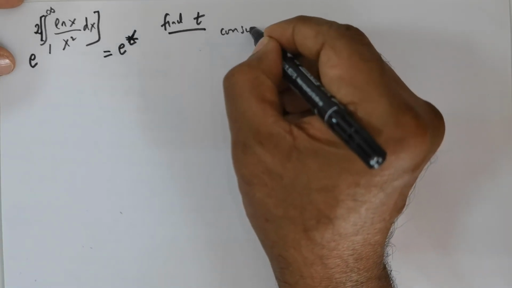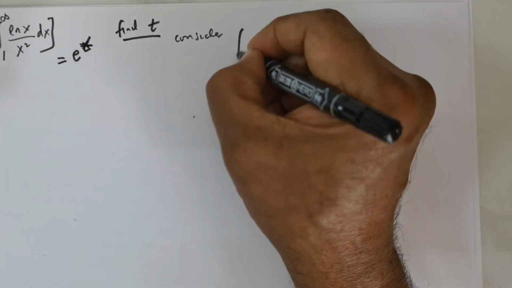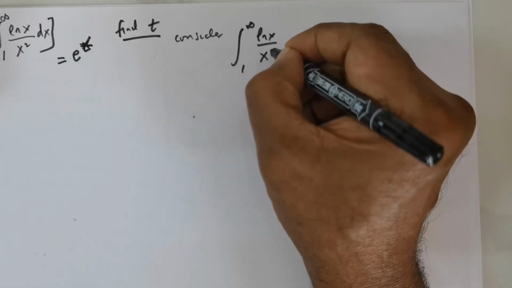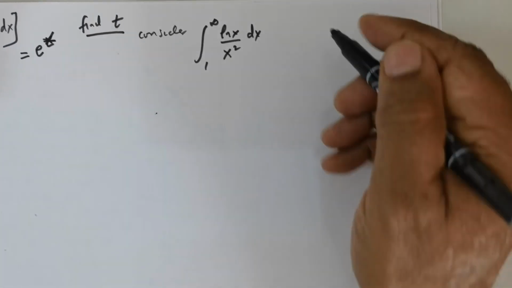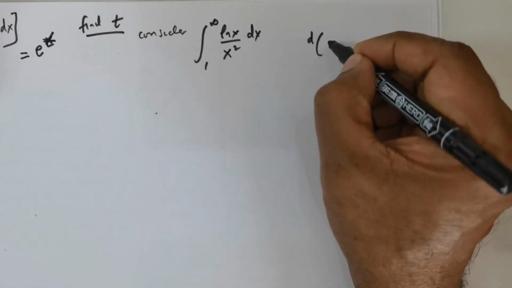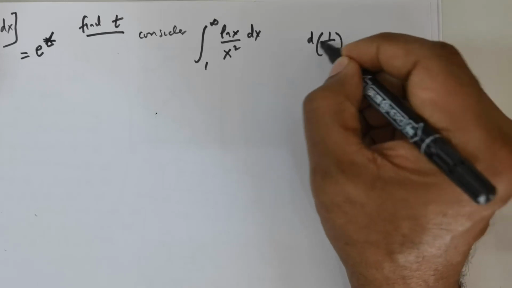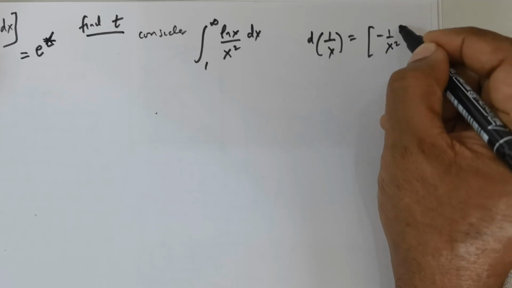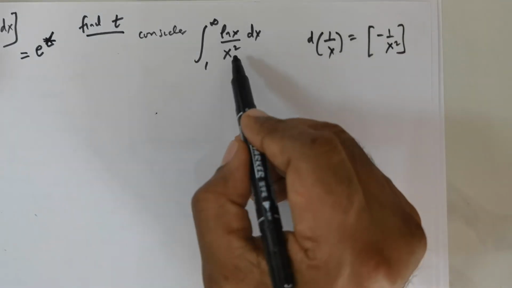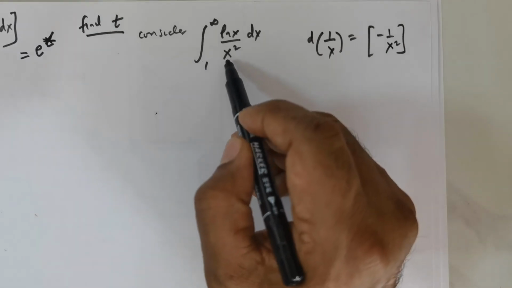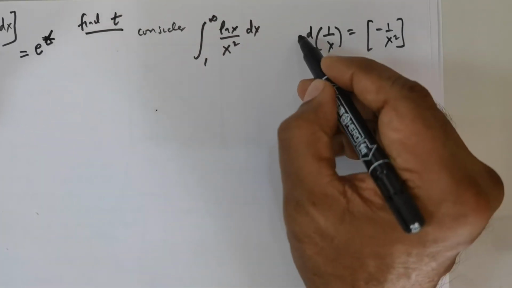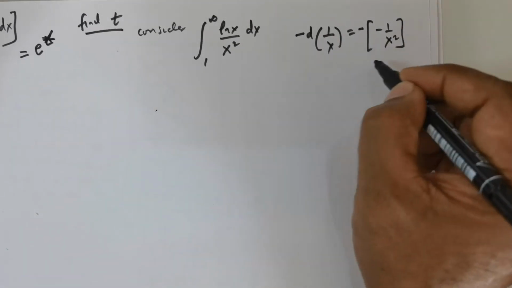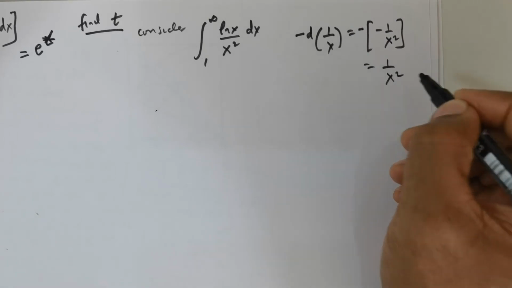So I'm going to start off by stating, consider the integral from 1 to infinity of ln x divided by x squared times dx. Now if you were to consider d of 1 over x, differentiating this is going to give me negative 1 over x squared, but I have a positive value. So if I were to multiply this by a negative sign, then I would get a positive value.